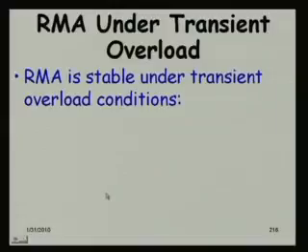We had said that EDF behaved very poorly under transient overload, but let us see the RMA behavior under transient overload. We will see that RMA is stable under transient overload. When does transient overload occur? Can anybody answer this question? Why does a transient overload occur?